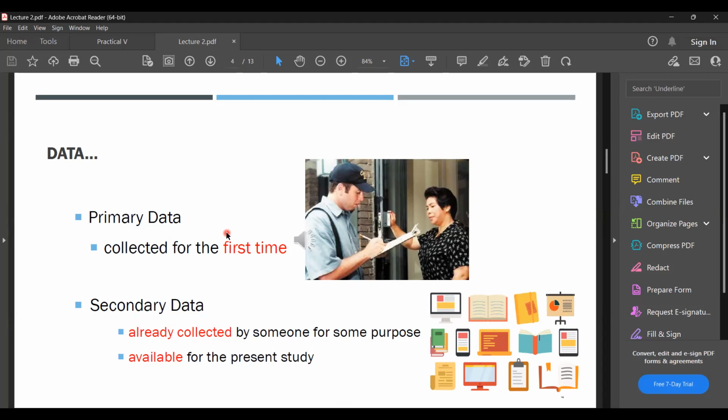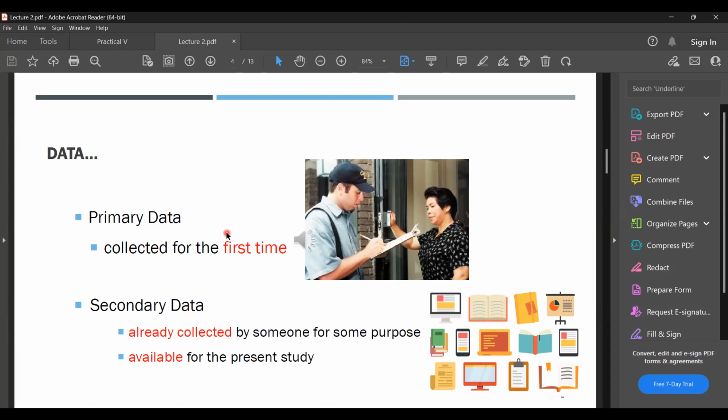Then those data are called primary data. Simply, if you collect data for the first time, that is what we call primary data. Secondary data are data that were already collected by someone else for some specific purpose, but are available for the present study as well. For example, assume that the Department of Census and Statistics has conducted a survey on household income in Sri Lanka, and they have the data set uploaded on their website.